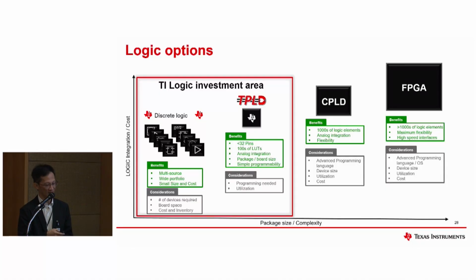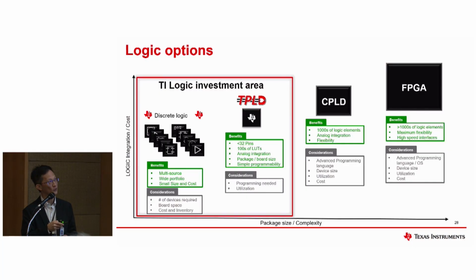Okay. As you already know, we already have many discrete logic, and you guys have been using many of them. So we are now venturing into the so-called TI PLD, right? Right now, our focus is strictly on the PLD, and of course, in terms of number of pins, it's less than 32 pins, and 100s of logic elements, and we have various analog integration. They have comparators, voltage reference, and so on and so forth. And of course, provide you a very simple programming, right?